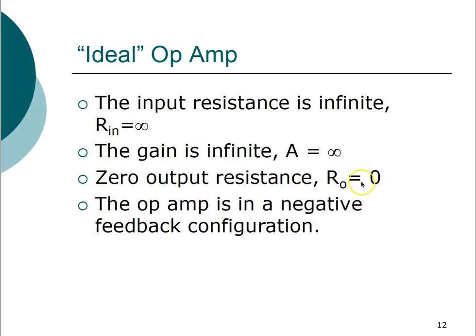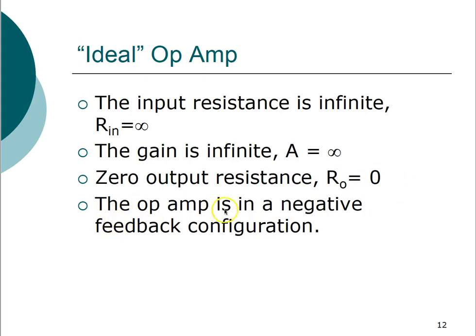Next, zero output resistance, R naught is equal to 0. So the output impedance of the op-amp as viewed from the output terminal with respect to ground is basically 0 in an ideal case, and it implies that the output voltage at the output terminal does not change as the loading is varied. The ideal op-amp will produce the same amount of output voltage irrespective of the current drawn into the load. That's the reason, if your output resistance is 0, and that's the case in the ideal op-amp.